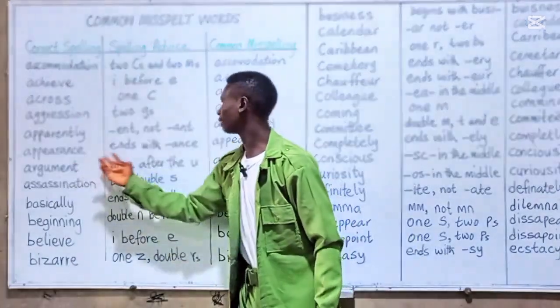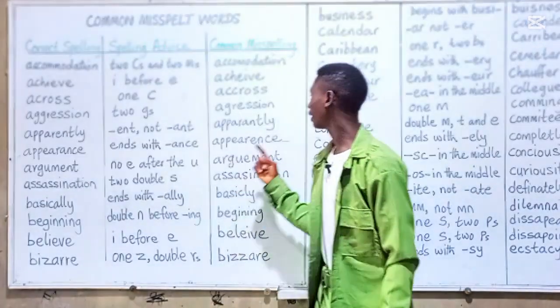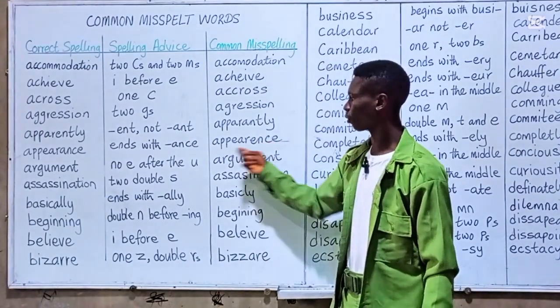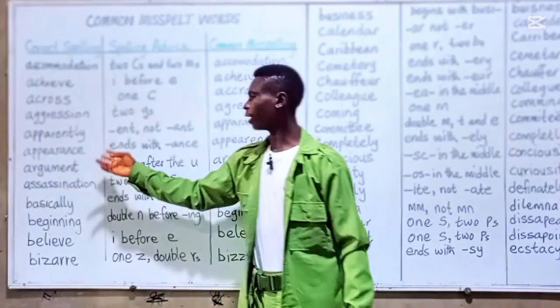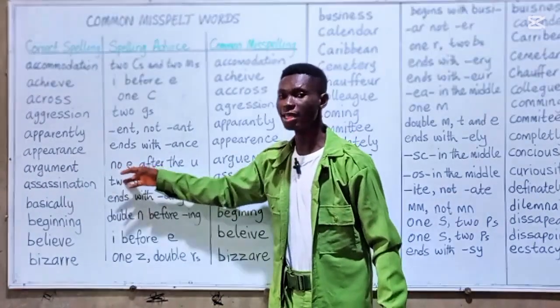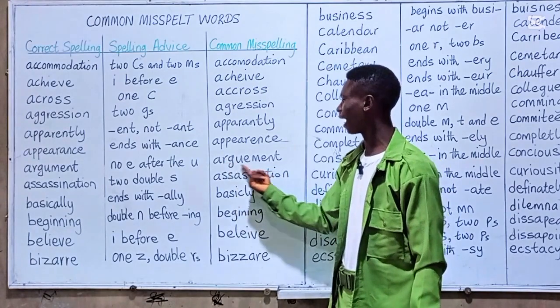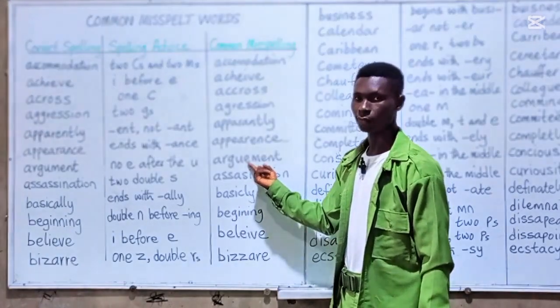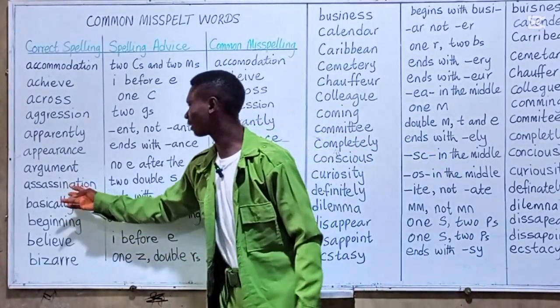We have appearance. The word appearance ends with ANCE, not ENCE. So this is wrong spelling. We have argument. In argument, you don't add ment to argue. There's no E after the U. So it is not written this way. It is not arguement with E.